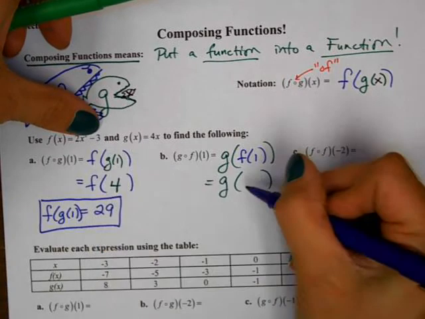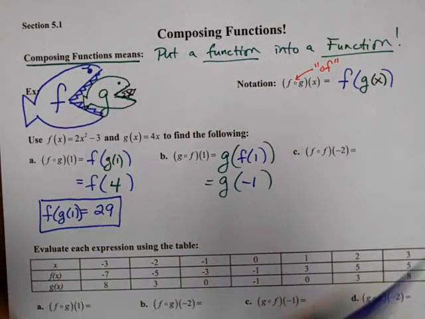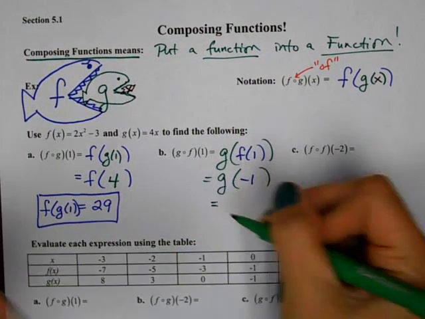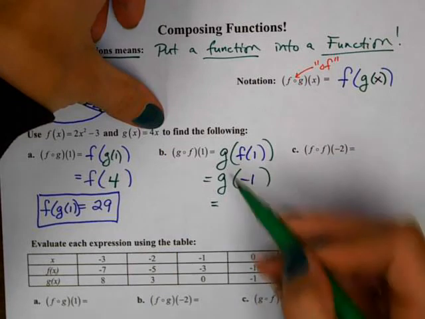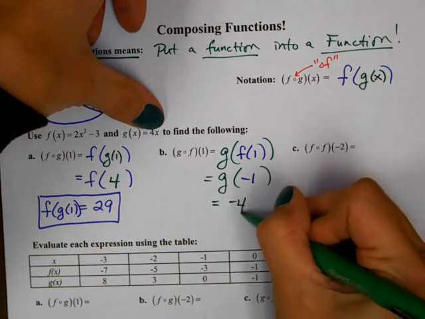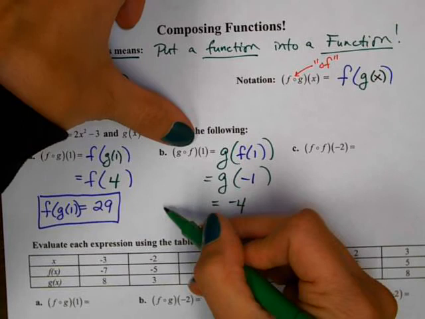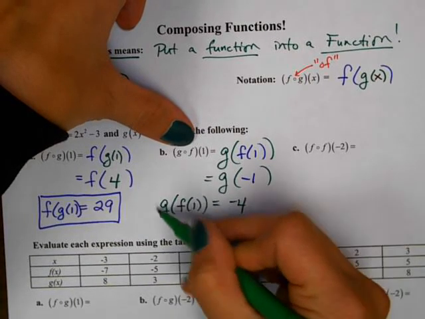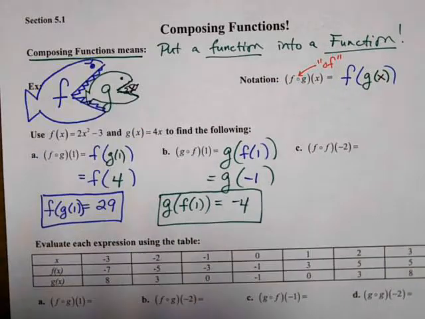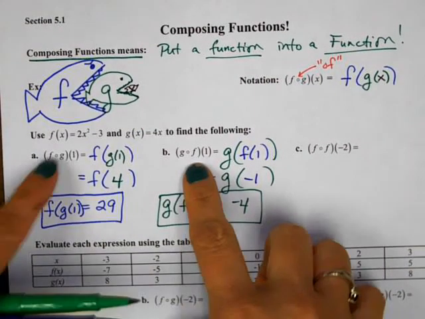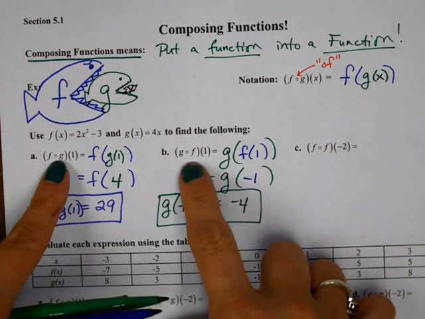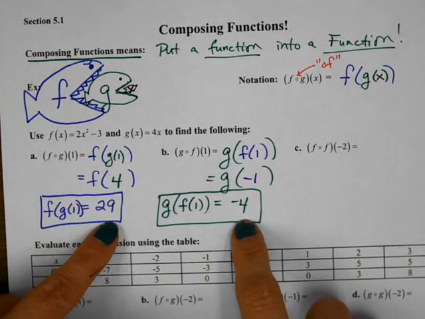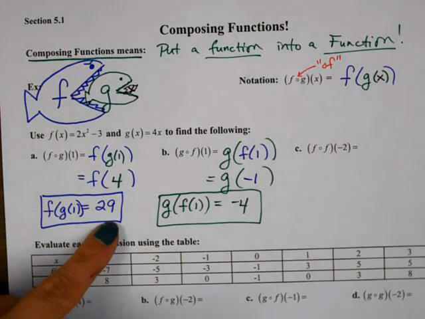What do you get? -1. Okay, but you're not done, because now that needs to go into G. So where's G? G says 4 times input. So we get -4. Okay, and let's label our answer here. This is the calculation G of f of 1. So does it really matter if you do f of g or g of f? Does it really matter? Yes, totally matters. The answers come out different because an answer is going into a function.